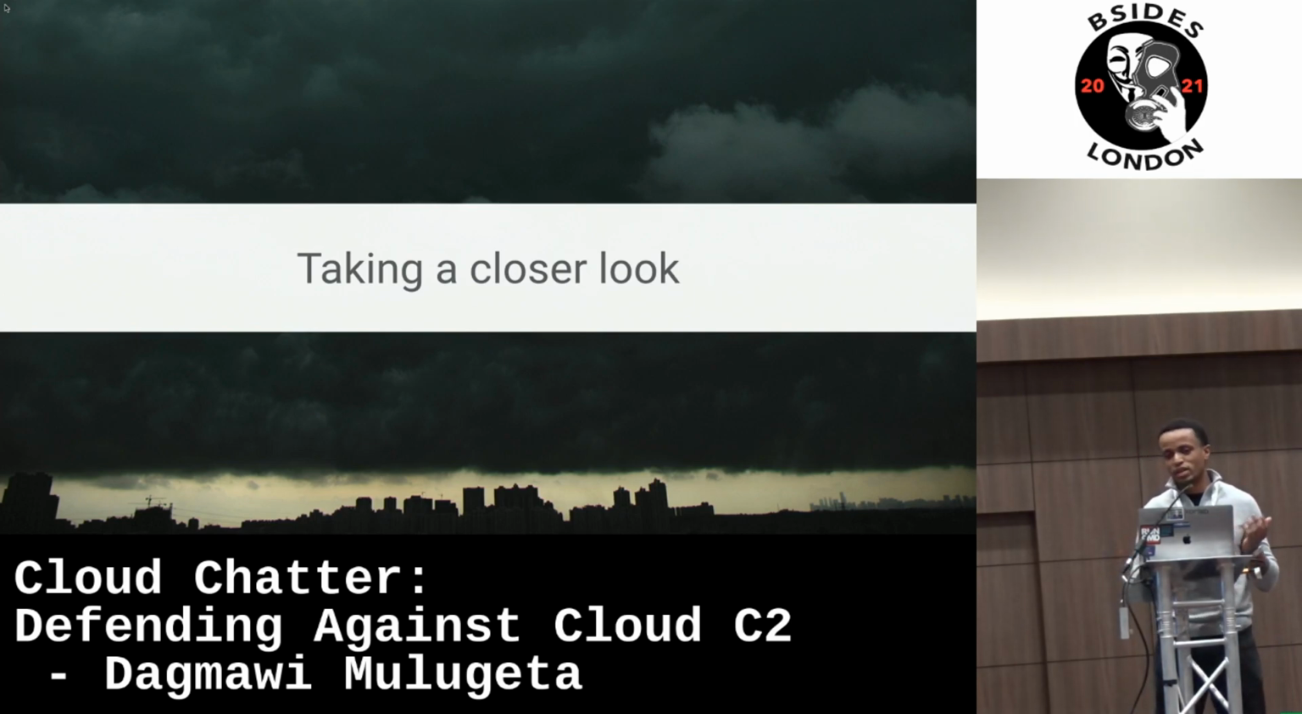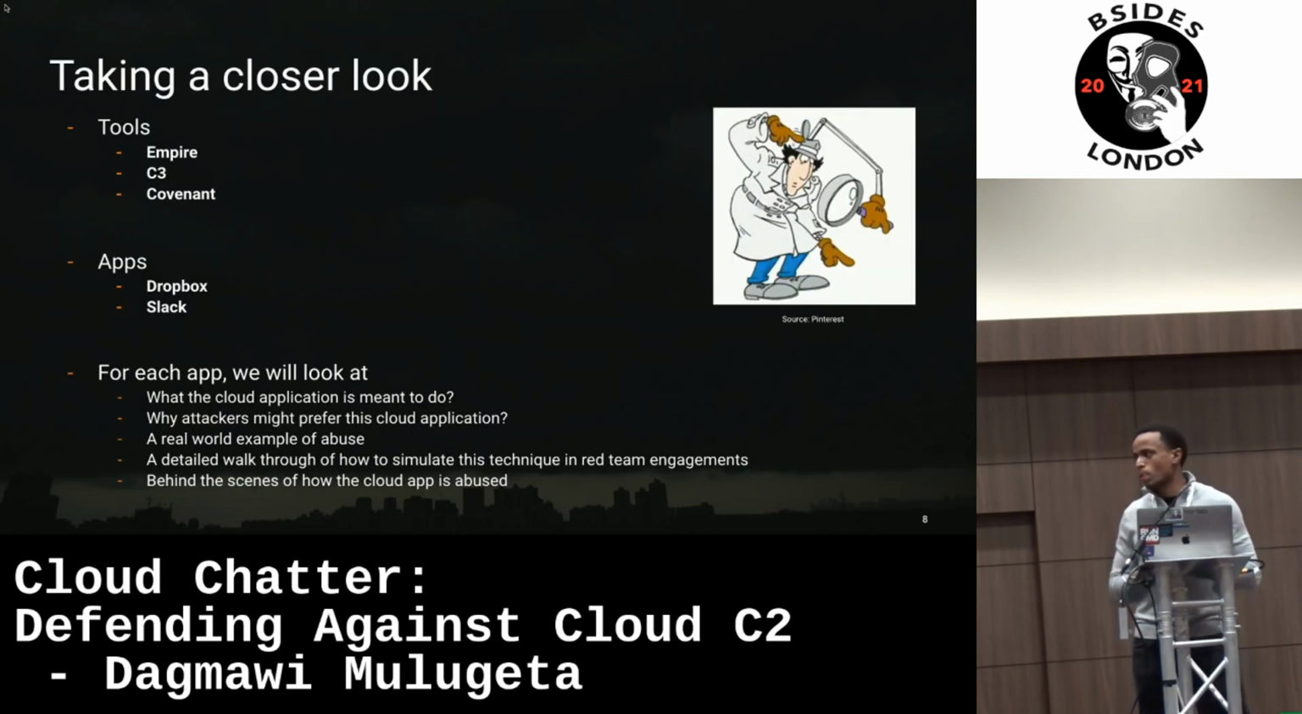So let's now take a closer look at how you can simulate this in your corporate environments and take an offensive look into things, right? Cool. So we're going to look at three tools primarily here: Empire, C3, and Covenant. Some of you might already know these tools. And we're going to take a look at two apps in particular, Dropbox and Slack.